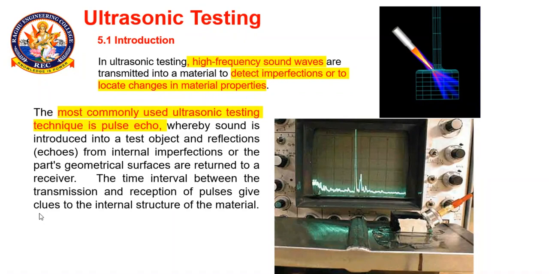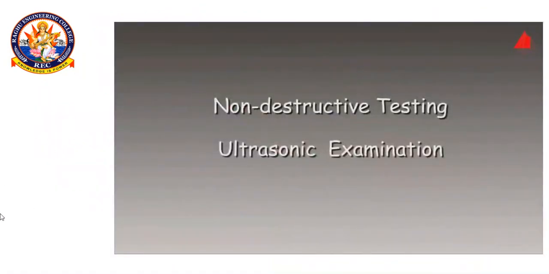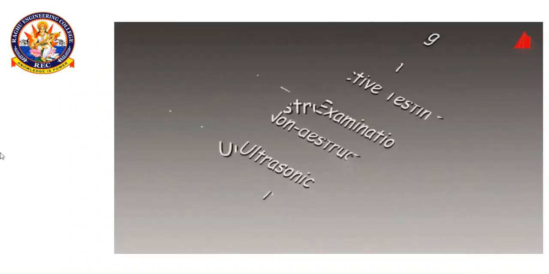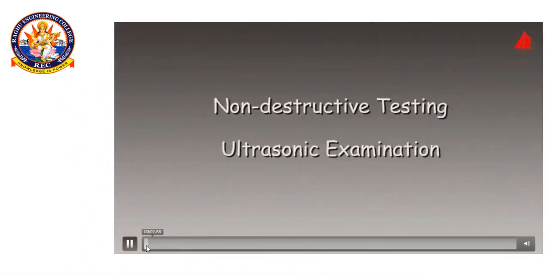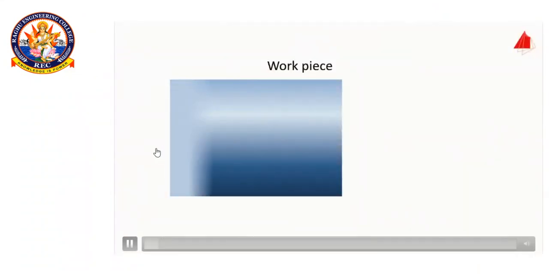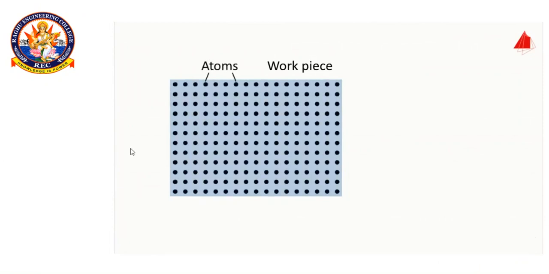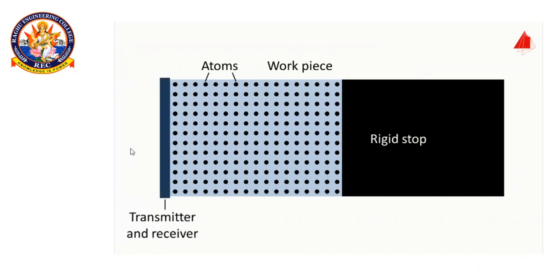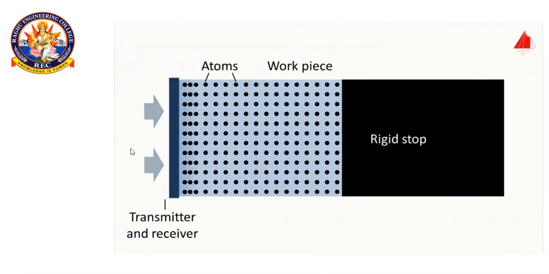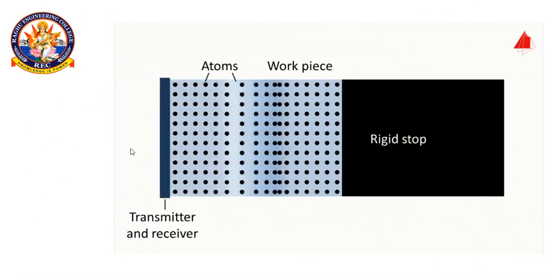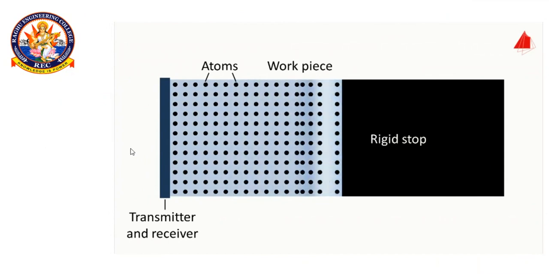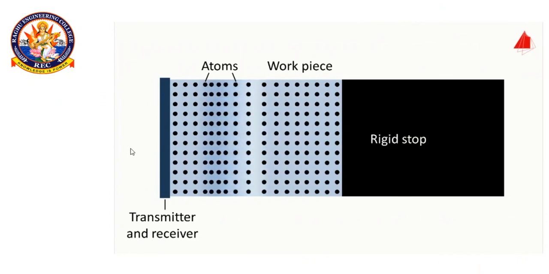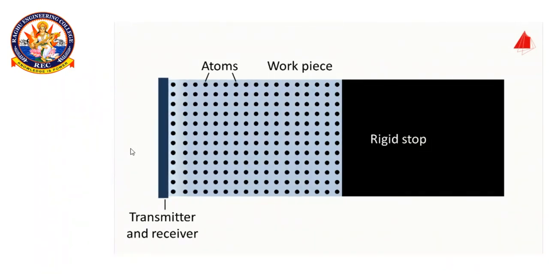The most common ultrasonic testing technique is the pulse echo technique. We are using another video here. Just go through this video. The principle we are explaining is that in any workpiece, any material, there are atoms. If you send a sound wave through that material, it passes through the atoms, goes to the end, and reverses back.